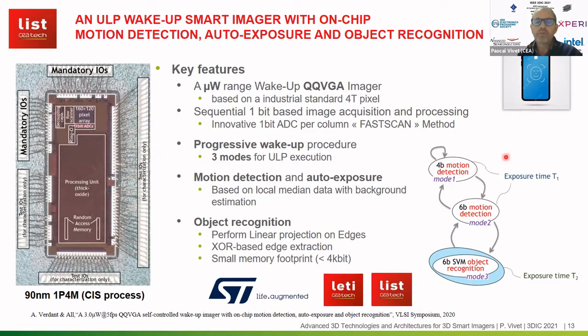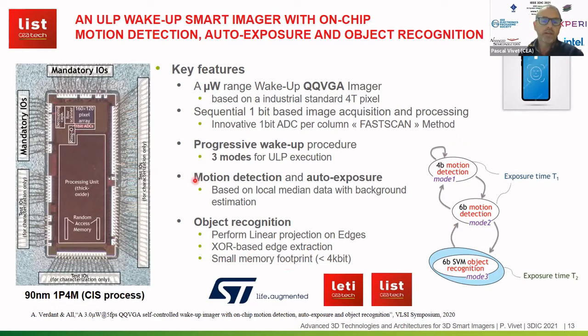So the idea is to have that kind of camera with very low resolution, of course, that is able to detect a person in the range of microwatts. This is implemented using an optimized finite state machine with multi-mode behavior. Mode 1 is 4-bit detection only. Then if something starts to be detected, we increase the accuracy with 6-bit detection. And then we go to object recognition with a very lightweight recognition, which is based on XOR edge extraction, requiring a very small footprint.